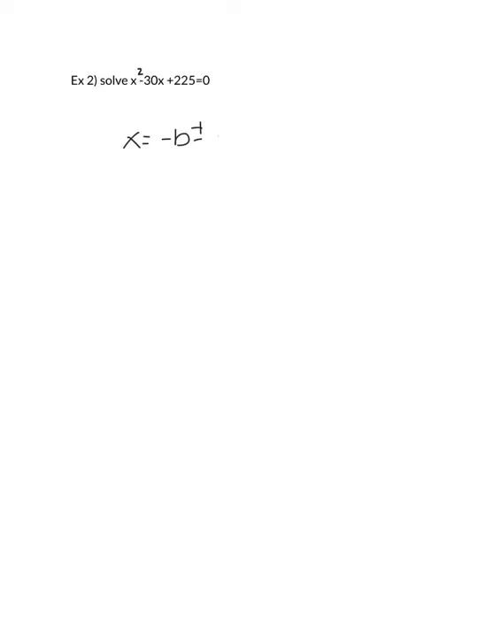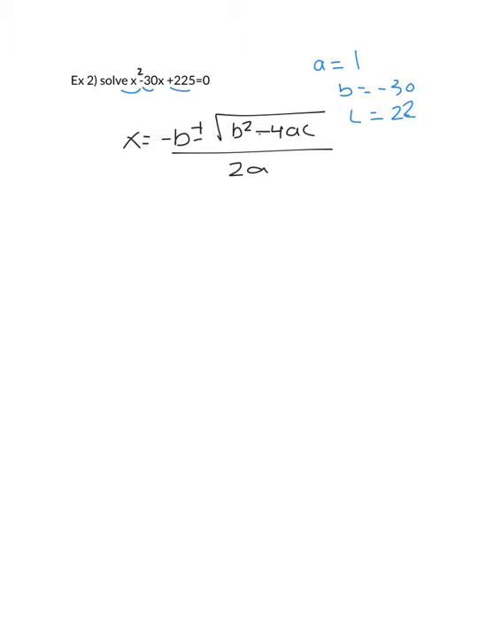So x is equal to negative b plus or minus the square root of b squared minus 4ac over 2a. Now I'm just going to be lazy and say that I know my a, my b, and my c are here. My a is 1, my b is negative 30, and my c is 225. Now be careful, especially with the a is 1. We know that there's an imaginary 1 there, so don't put 0 if there is an x there. I'm going to go ahead and plug these numbers in.